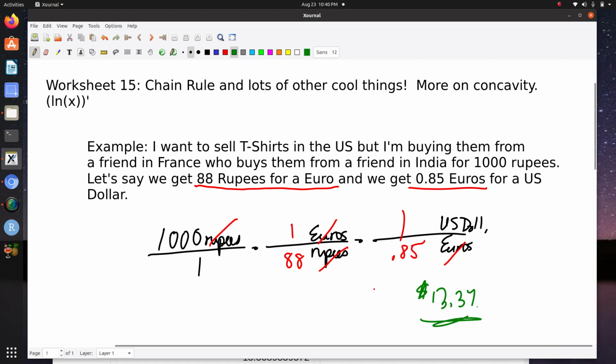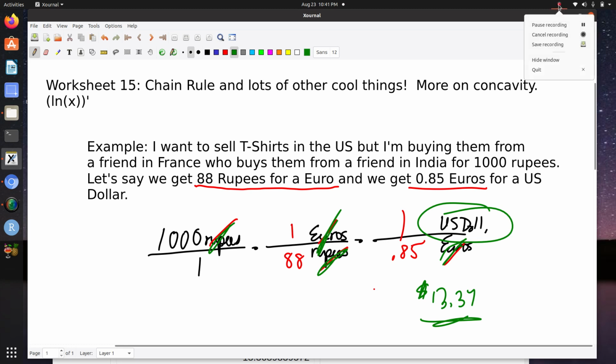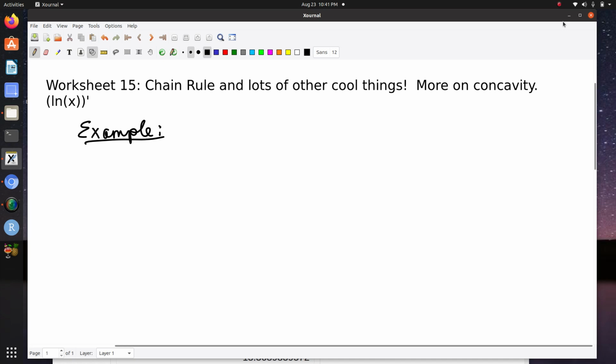The point is you're looking at different rates relative to each other, and whether the rates are changing or not doesn't matter because you're looking at a snapshot in time. But you've got to get all those units to work out. You've got to get rupees to cancel out, euros to cancel out, and the unit you're left with is dollars. That's the same exact thing. I want you to think about this when you're doing these problems, about how you're going to get this to work, and it's going to have that same feel to it.